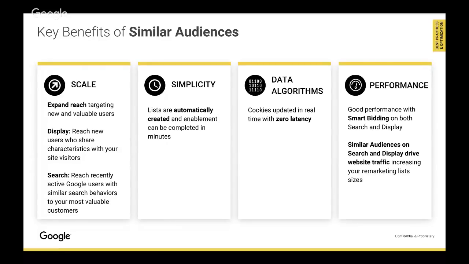And performance, so we have seen that a similar audience is best performed by using our smart bidding. So we'll talk a little bit more about smart bidding in the following slides. But audience targeting is not enough. You also need to use our auto bidding feature. Auto bidding is also named as a smart bidding. We see that the best performance would happen if you use audience targeting combined with auto bidding.